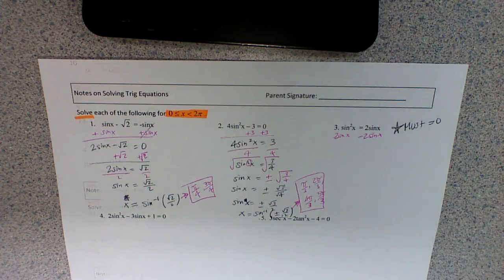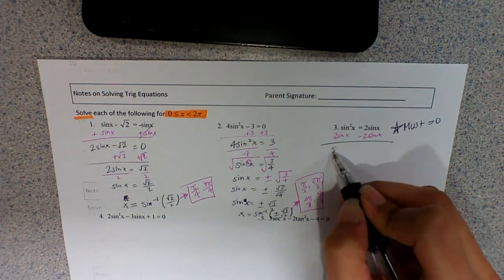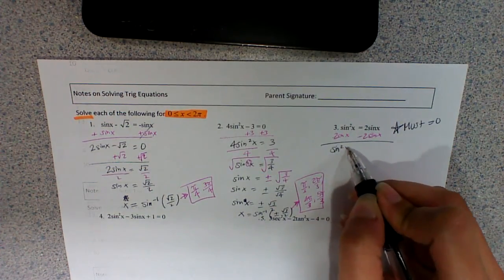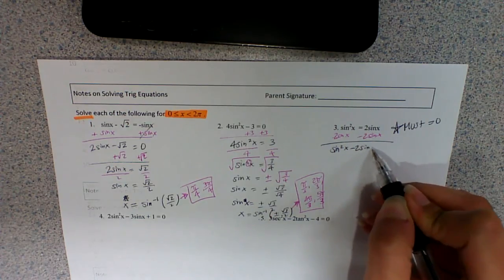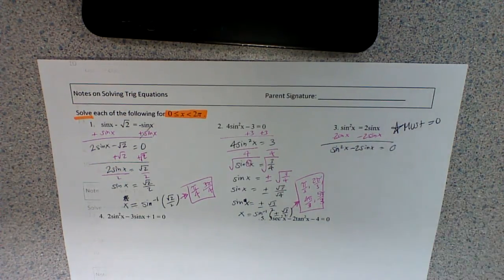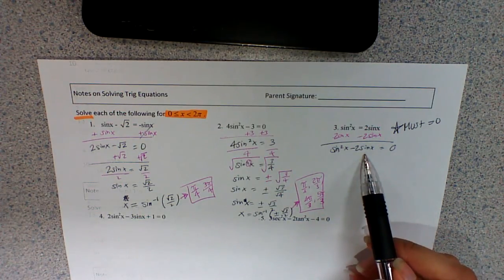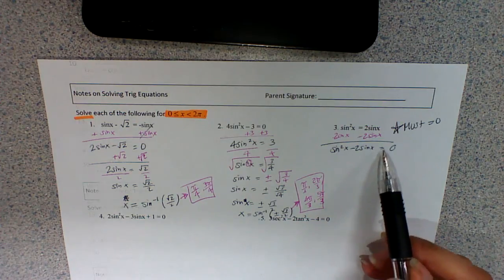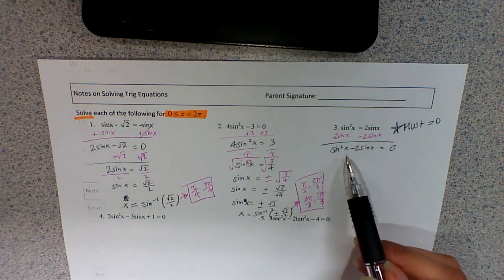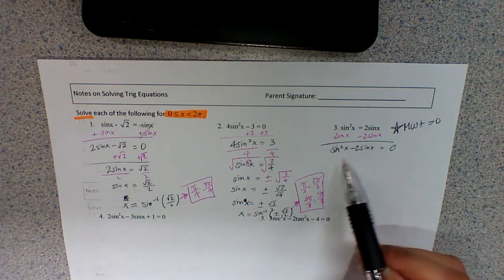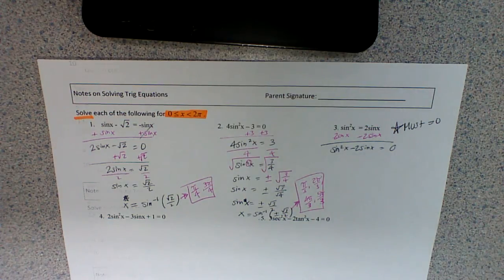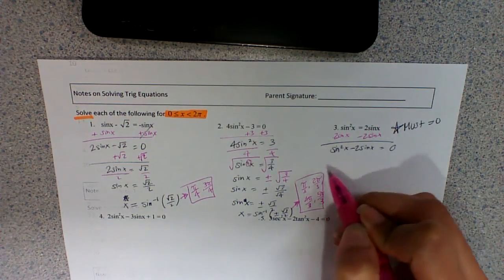Oops, I forgot the 2. So then I have sine squared of x minus 2 sine of x equals now 0. So now I have sine squared and a sine, but no extra number. So no, it doesn't factor, but I can pull out a greatest common factor, and they both have at most one sine that I can pull out.